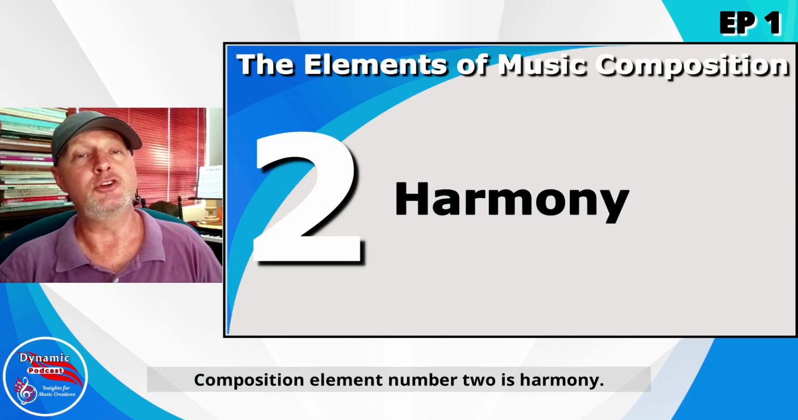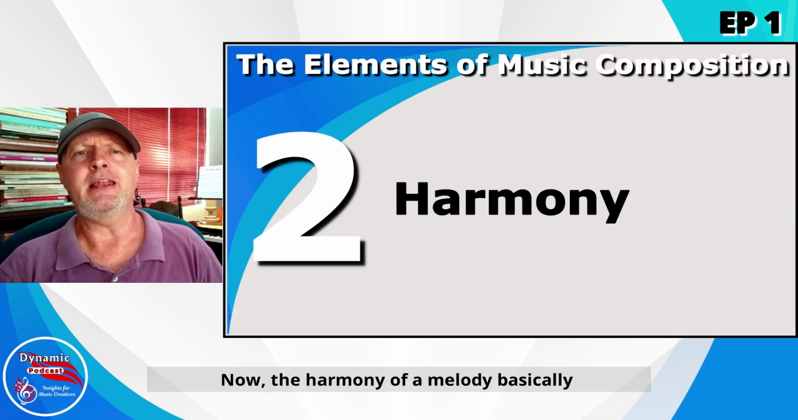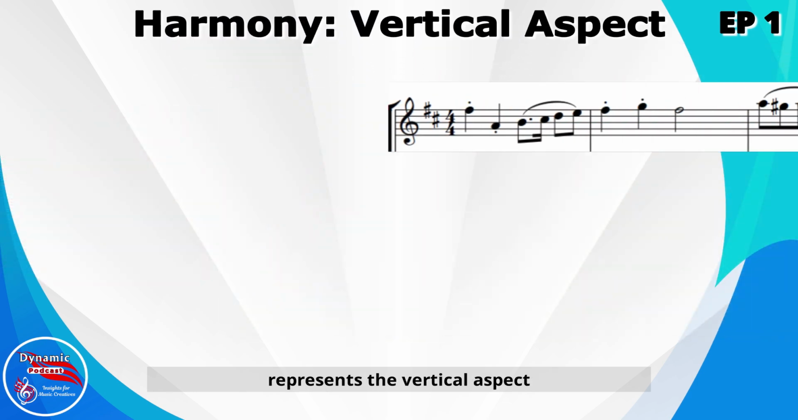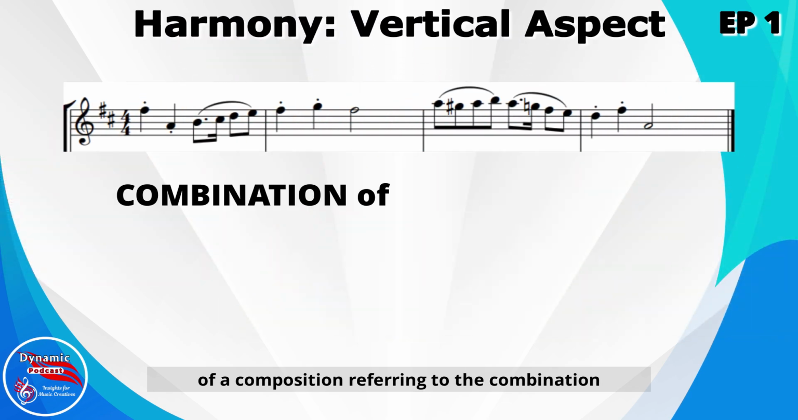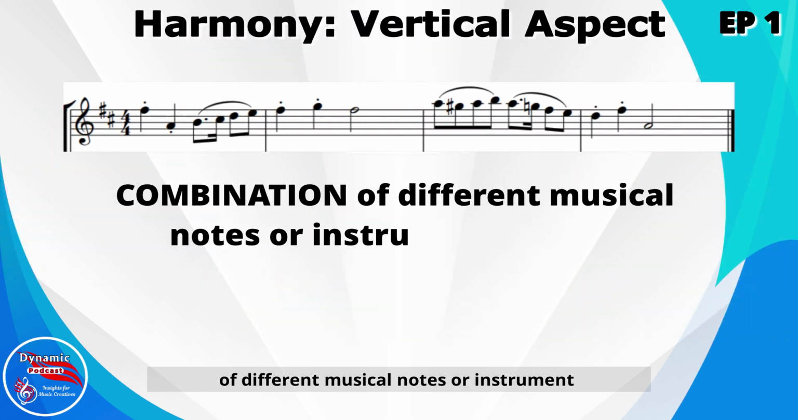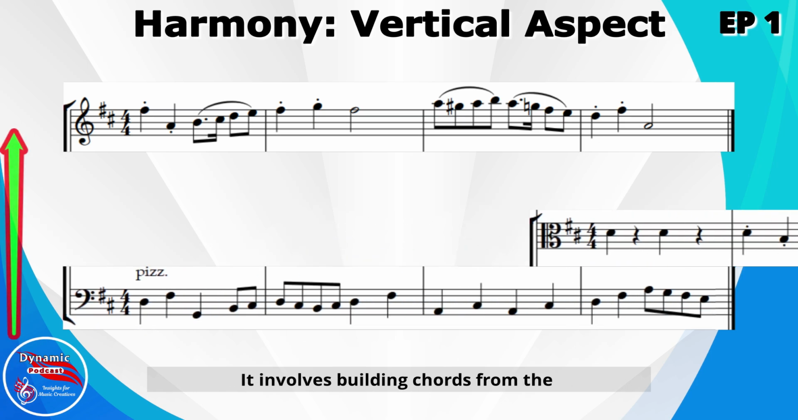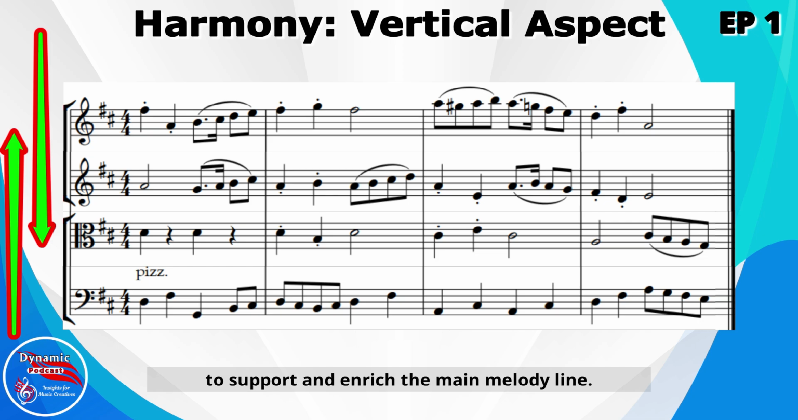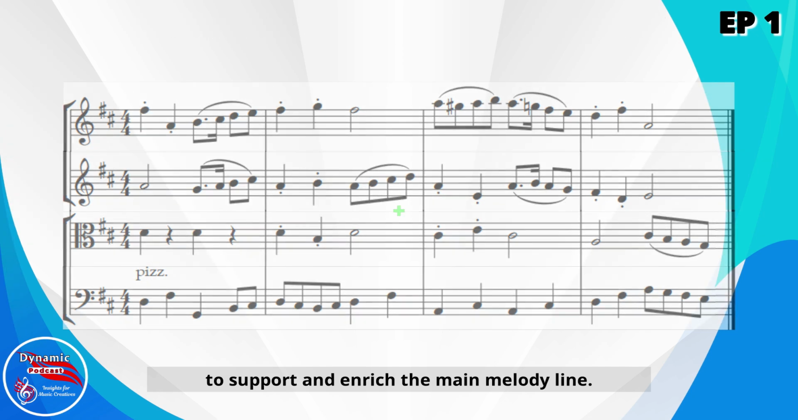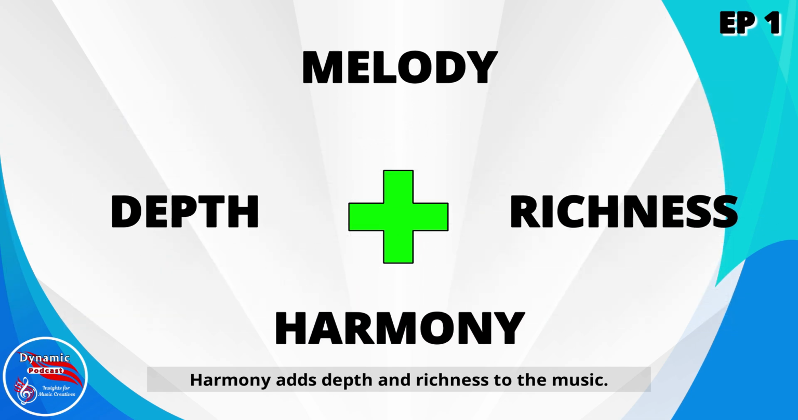Composition element number two is harmony. Now, the harmony of a melody basically represents the vertical aspect of a composition, referring to the combination of different musical notes or instrument parts played or sung simultaneously. It involves building chords from the bottom up or vice versa to support and enrich the main melody line. Harmony adds depth and richness to the music.